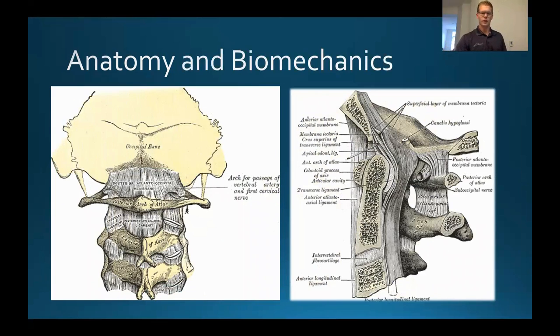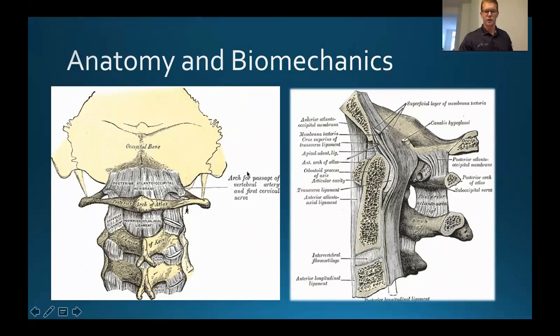Another view from the posterior side here, you can see the posterior AO membrane, and that's a continuation of the posterior longitudinal ligament. So the posterior longitudinal ligament is going to resist spinal flexion, cervical flexion also, and then the posterior AO membrane is that upper continuation of the posterior longitudinal ligament.